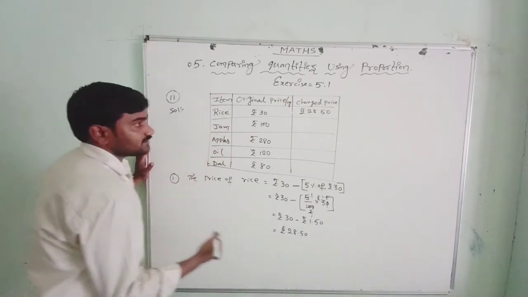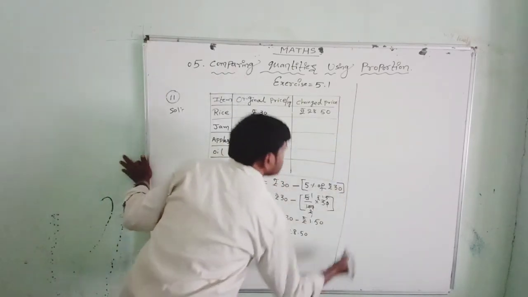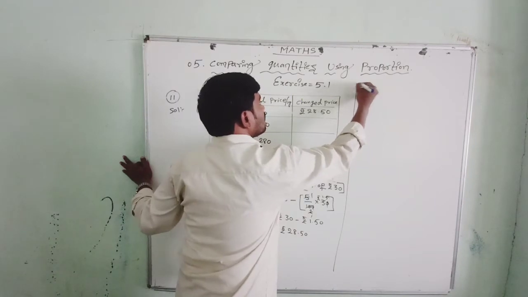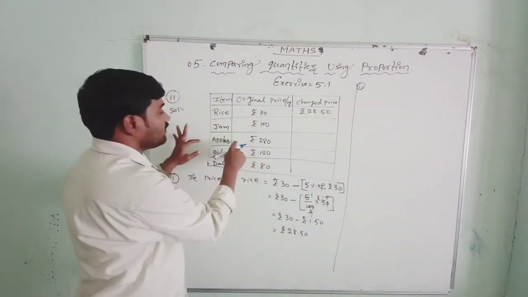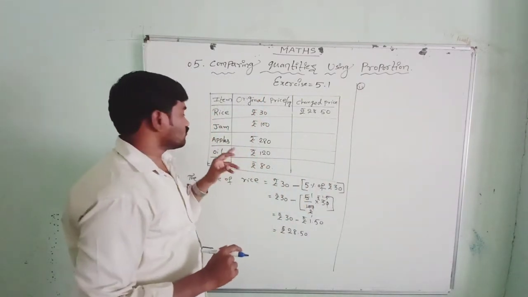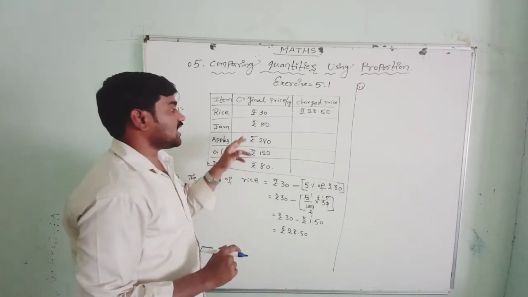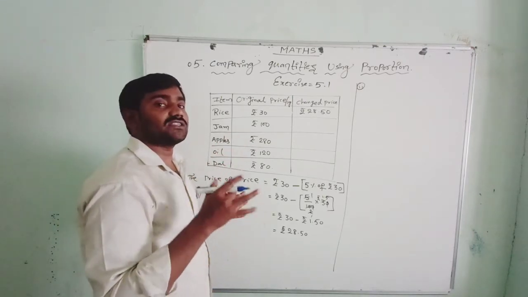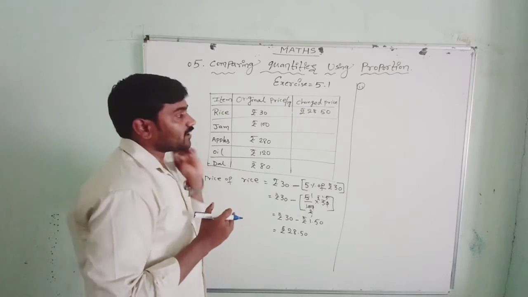Then next, the second one: jam and fruits. Fruits is nothing but apples here. For jam and fruits, the same amount was decreased.